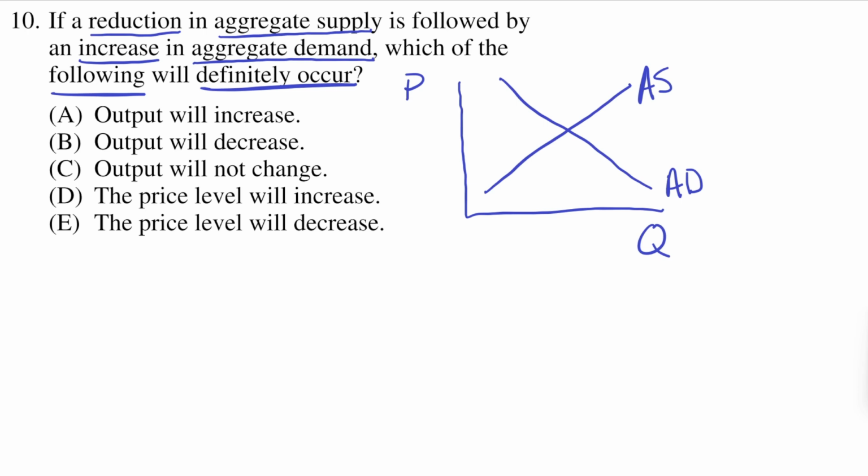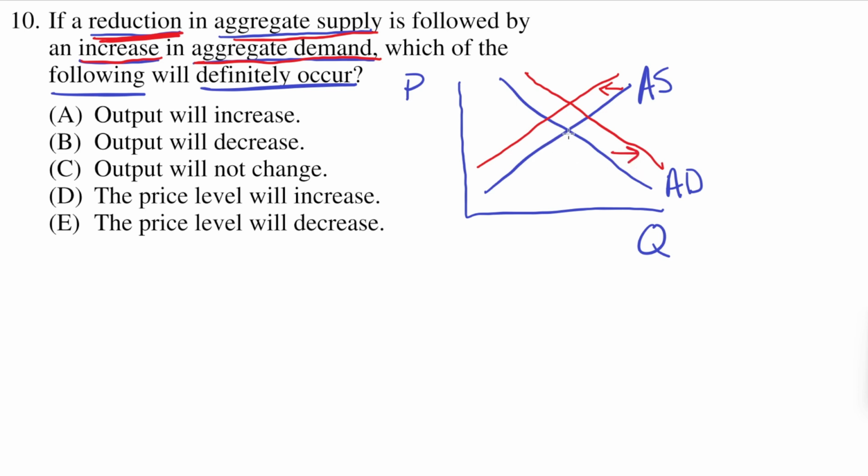So the question says there is a reduction in aggregate supply. So that means the aggregate supply curve shifts to the left. So we can draw this curve shifting to the left. That's our new aggregate supply curve. And there is an increase in aggregate demand. So our aggregate demand curve is going to shift to the right.